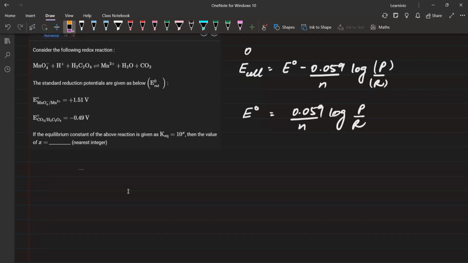Also, one more thing: at equilibrium, this product upon reactant is equal to what? It is equal to the equilibrium constant K. We have this equation. Now, if the equilibrium constant is the value of X, try this question. You have to tell the power of 10. Log K will be equal to N E naught upon 0.059. Okay, you calculate this.